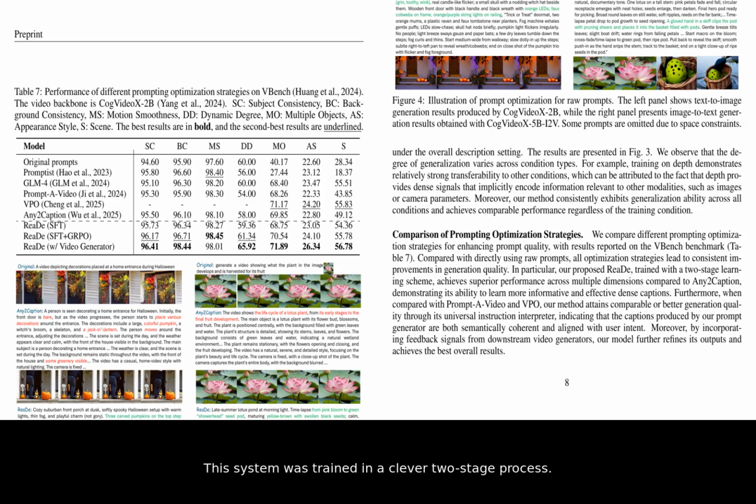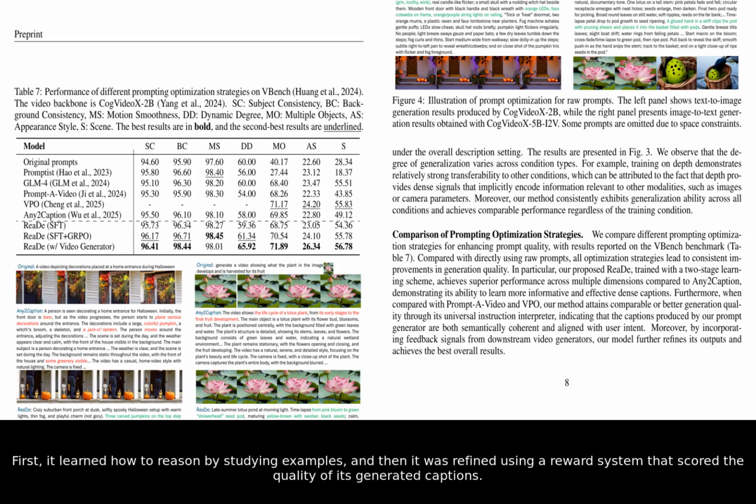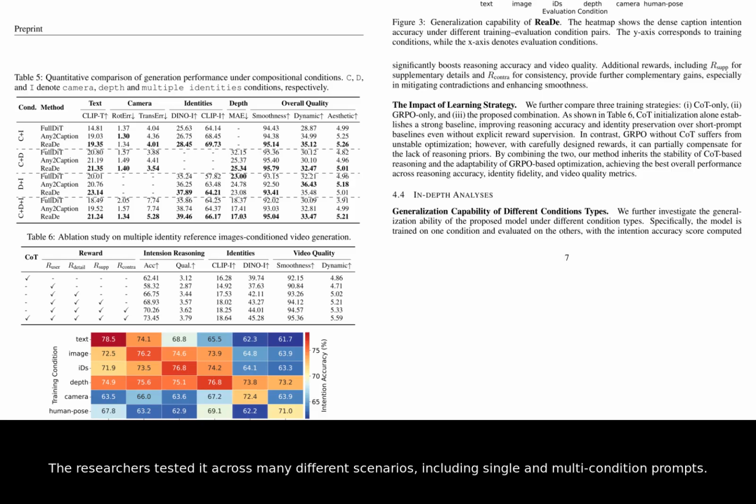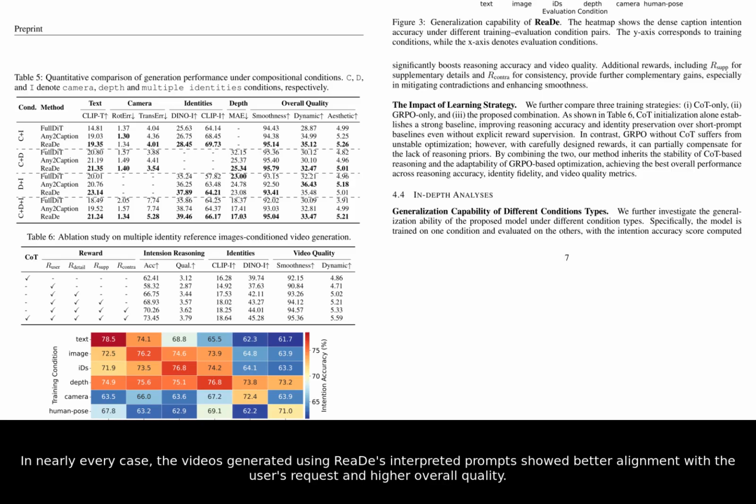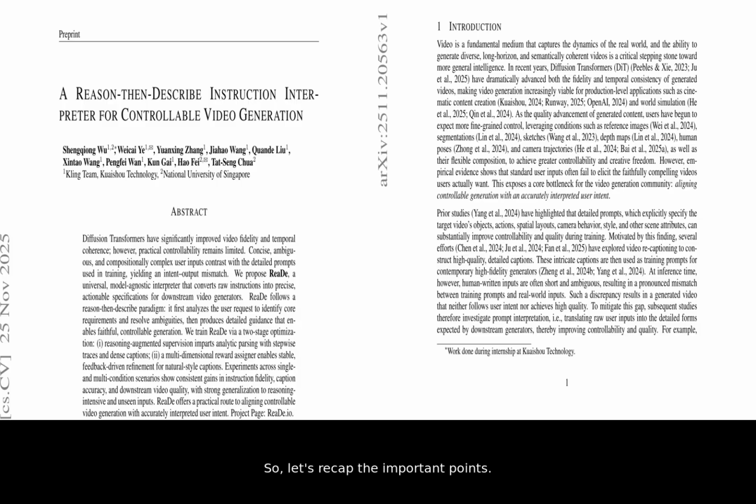This system was trained in a clever two-stage process. First, it learned how to reason by studying examples, and then it was refined using a reward system that scored the quality of its generated captions. The researchers tested it across many different scenarios, including single and multi-condition prompts. In nearly every case, the videos generated using ReaDe's interpreted prompts showed better alignment with the user's request and higher overall quality.